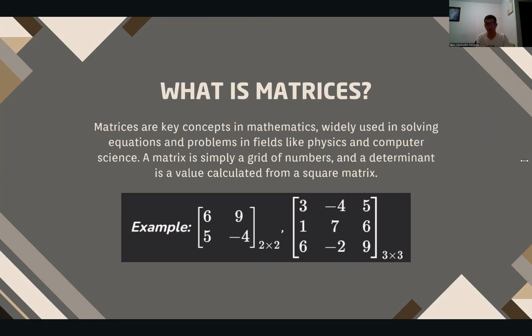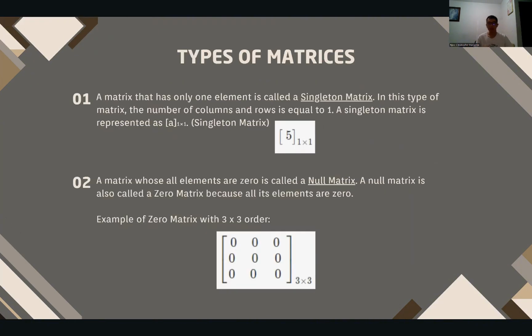Next, what about matrices? They are key concepts in mathematics, widely used for solving equations and problems in fields such as physics and computer science. A matrix is simply a grid of numbers, and a determinant is a value calculated from a square matrix. There are types of matrices, not all, but there are 12.